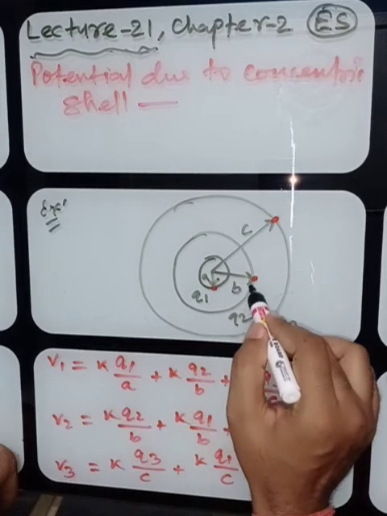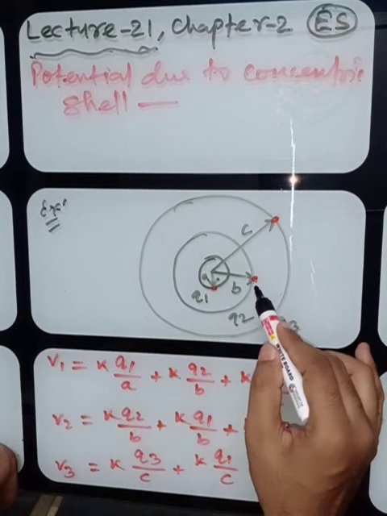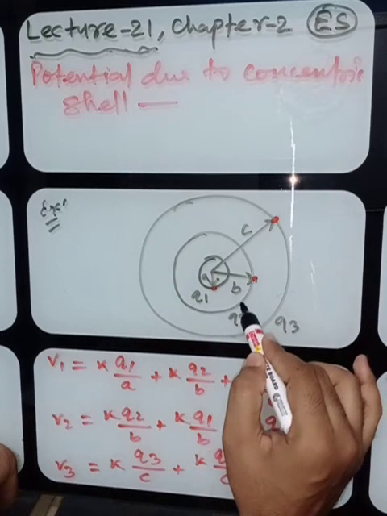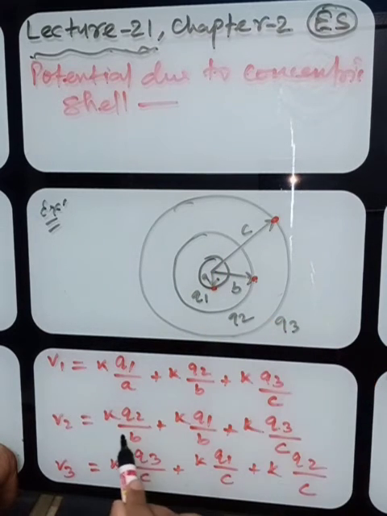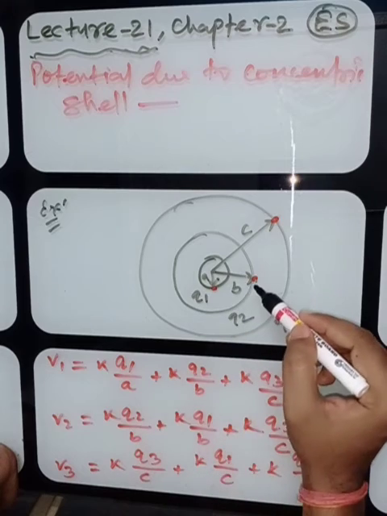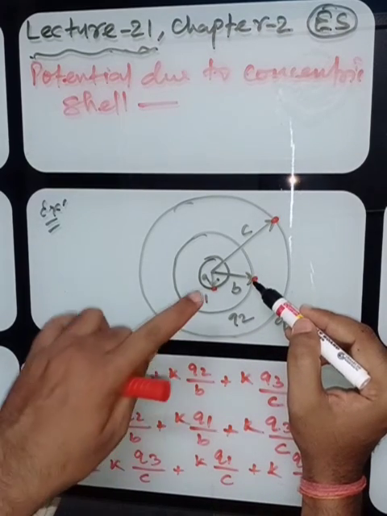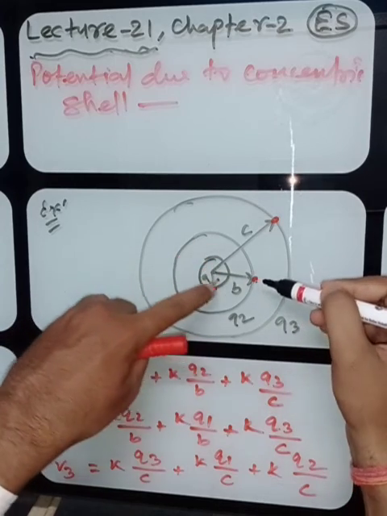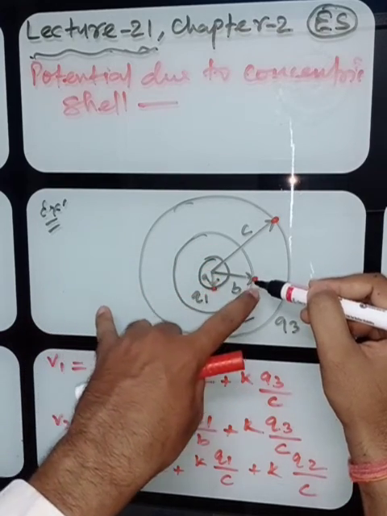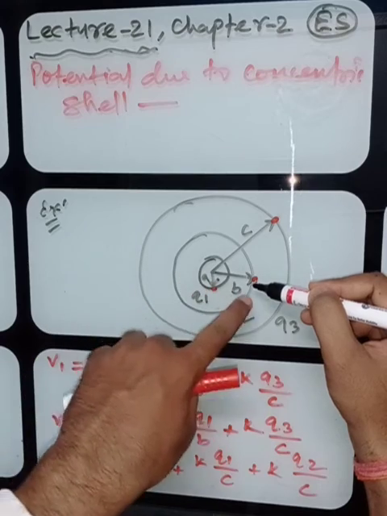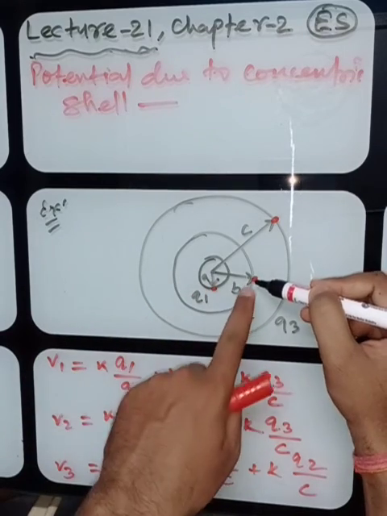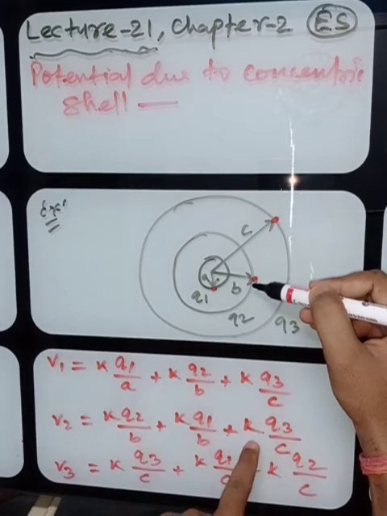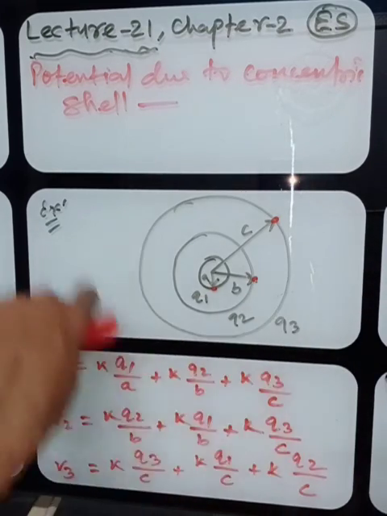Now the second one. At this point, the potential due to this cell itself is K Q2 by B. But the first cell will also maintain some potential at this point, which is B distance away: K Q1 by B. And this point is inside the third cell, so the third cell will maintain the potential K Q3 by C, which is the potential at its surface.